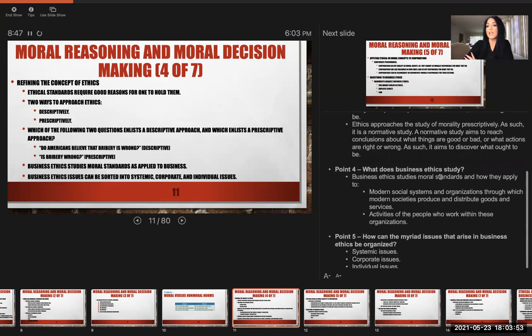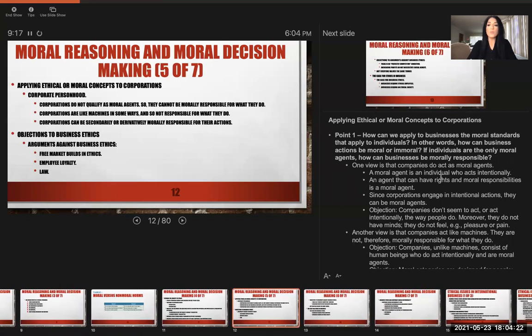Now, what does business ethics study? Well, business ethics studies moral standards and how they apply to modern social systems and organizations through which modern societies produce and distribute goods and services, and the activities of people who work within these particular organizations. Now, let's talk about the myriad issues that arise in business ethics, to be organized. We have systematic issues, corporate issues, as well as individual issues.